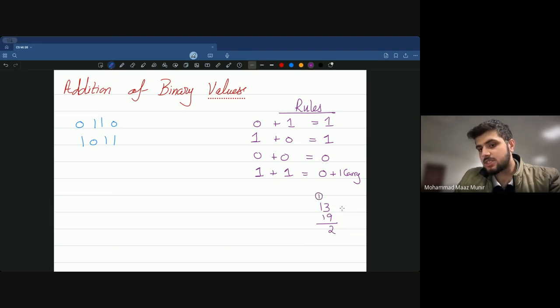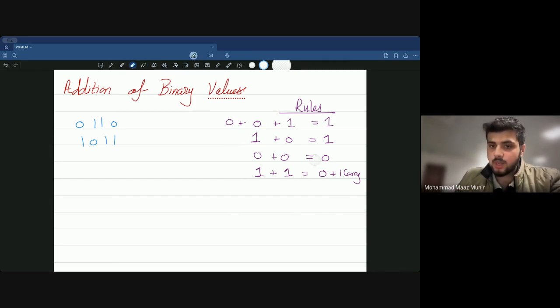The same concept is being applied: if I'm adding 1 plus 1 in a binary number, it would be written as 0, and this 1 is going to go up here as carry, which means that I also should be aware of what to do if I have 3 binary values. It's going to stay the same: if it's 0 plus 0 plus 1, it's going to be 1. If it's 0 plus 1 plus 0, again it's going to be the same. If it's 1 plus 1 plus 0, then it's going to be this one. The main point is that you should remember these 4 rules.